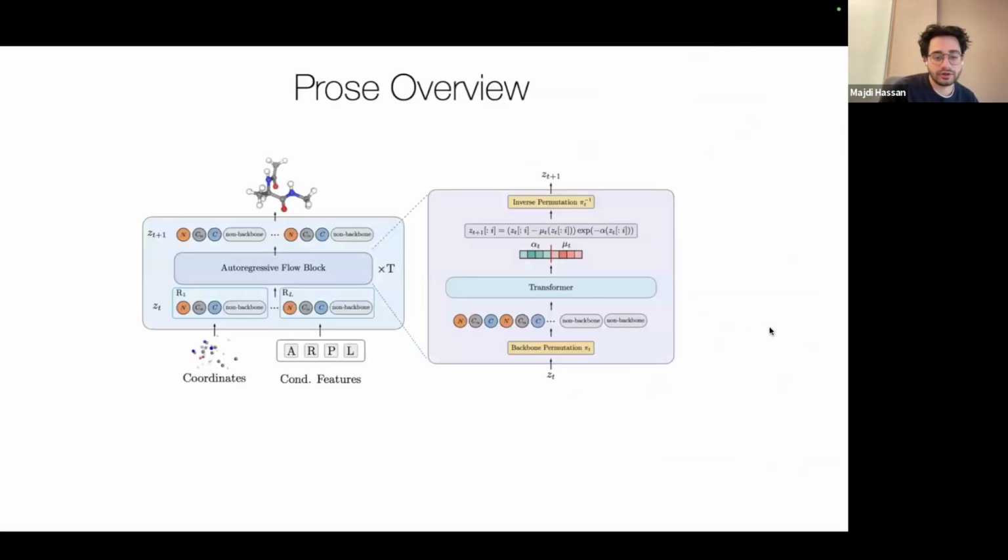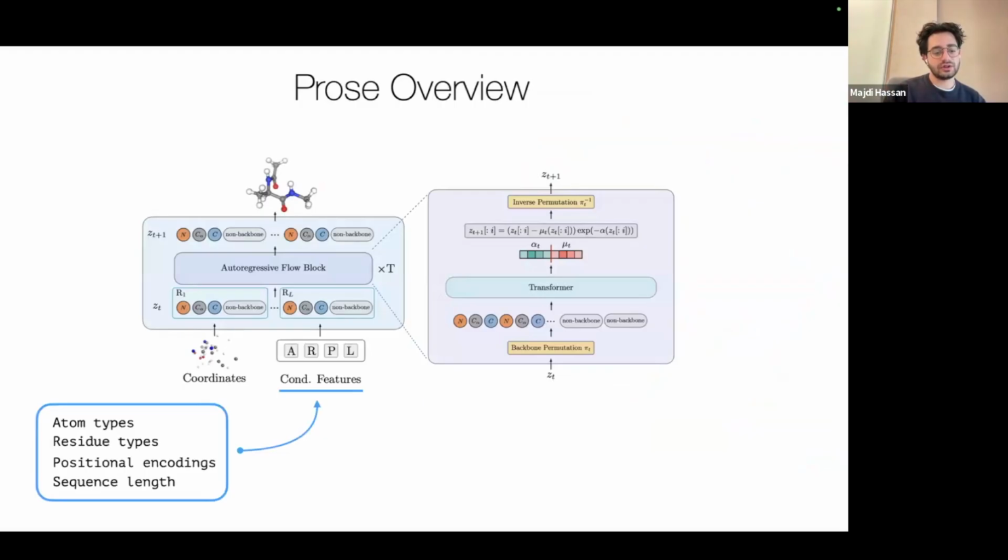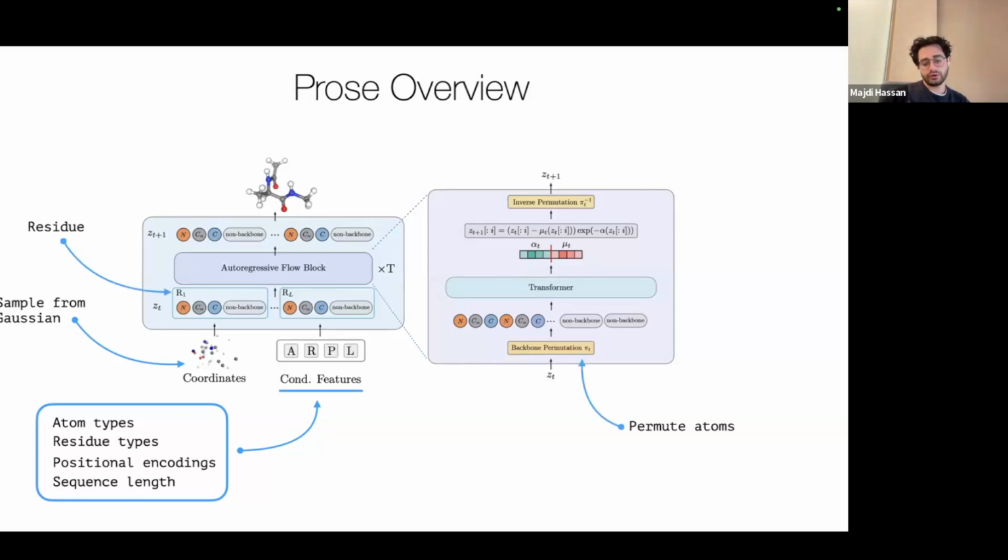So here we give an overview of the transferable normalizing flow, which we dub Prose. Similarly to the transferable Boltzmann generator by Leon, we add conditional features based on the peptide system. This includes atom types, residue types, the position of the residue on the sequence, and the sequence length. If we have a trained normalizing flow, inference would look like this: we sample from a Gaussian, then pass in these conditional features into these autoregressive flow blocks, where we apply some permutation.